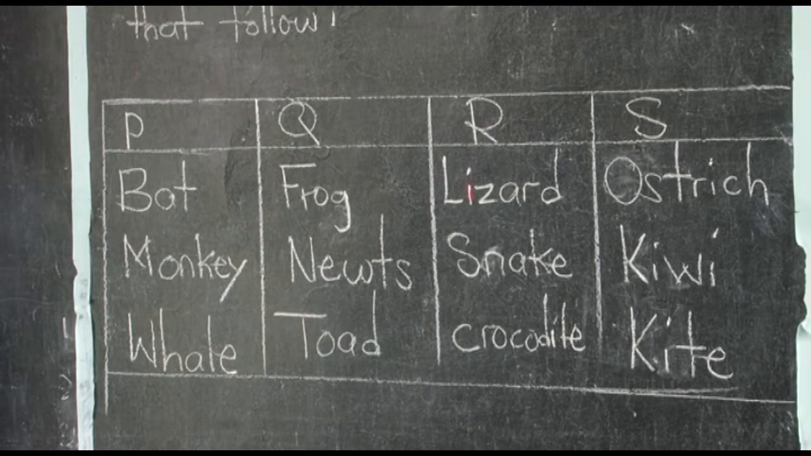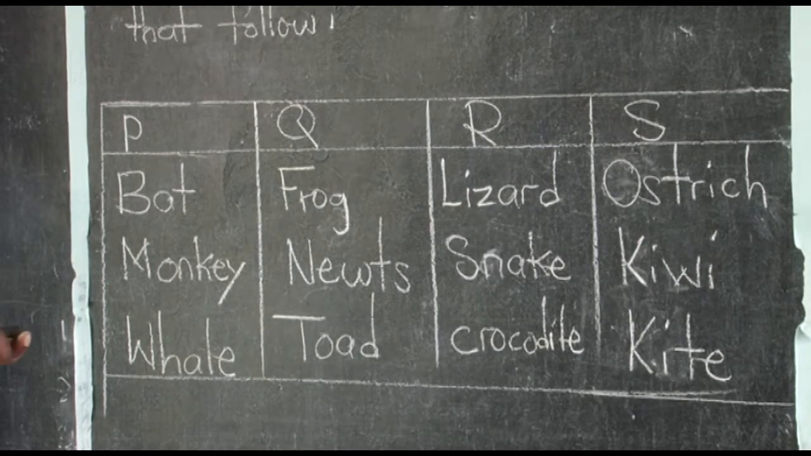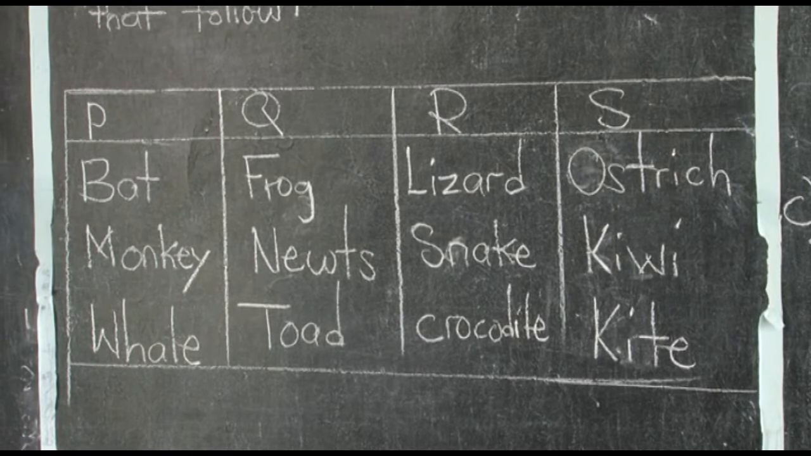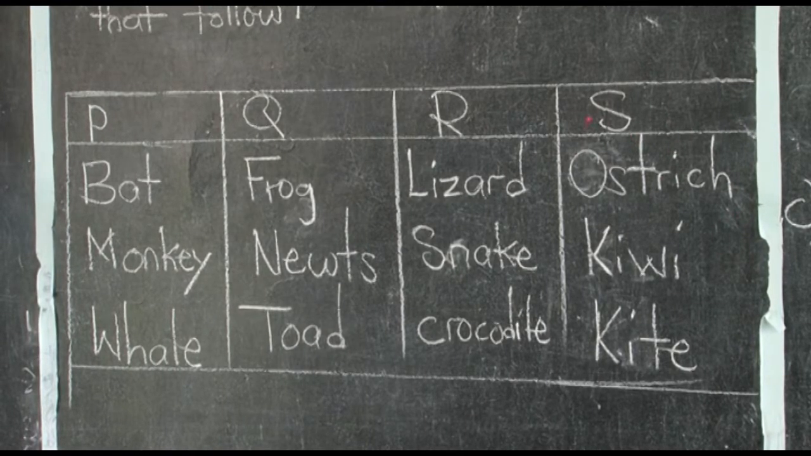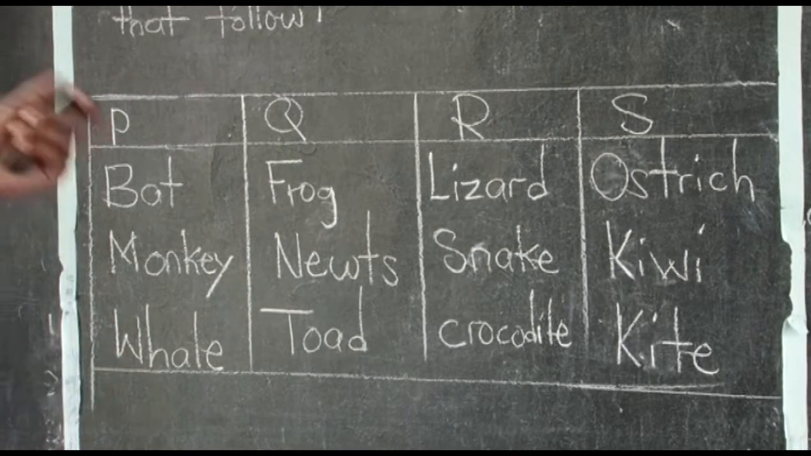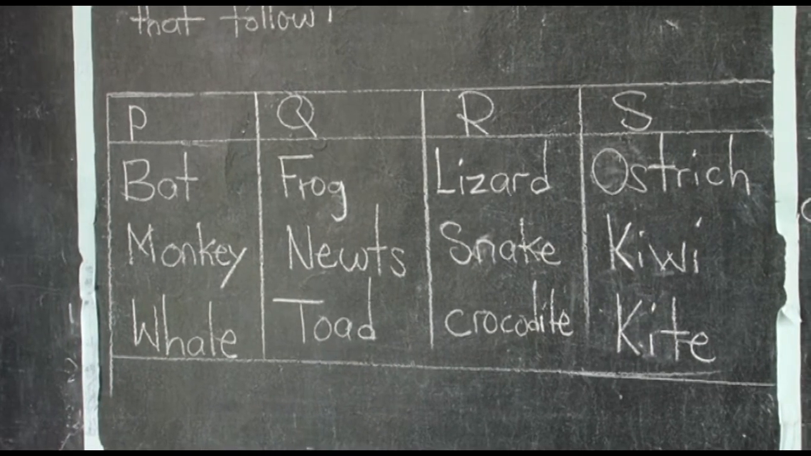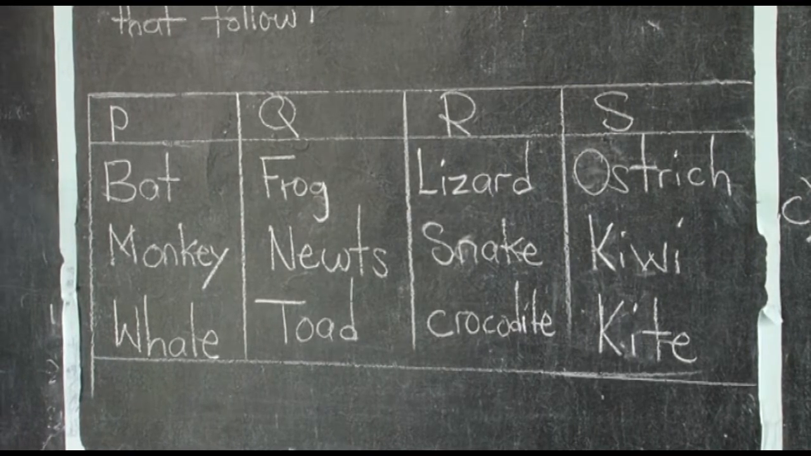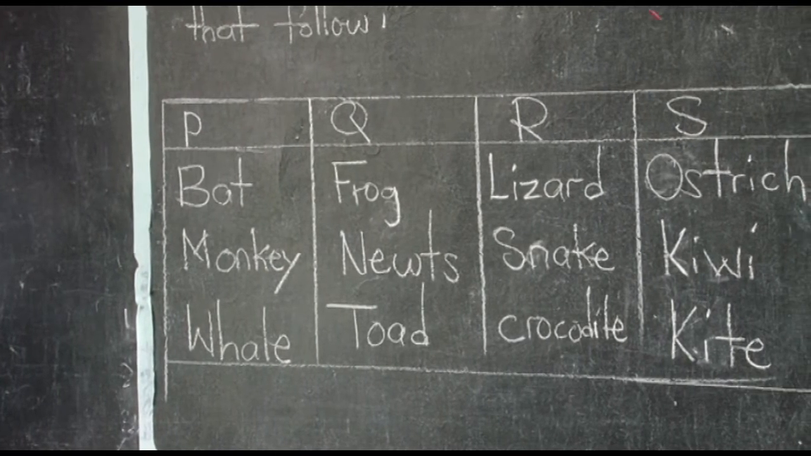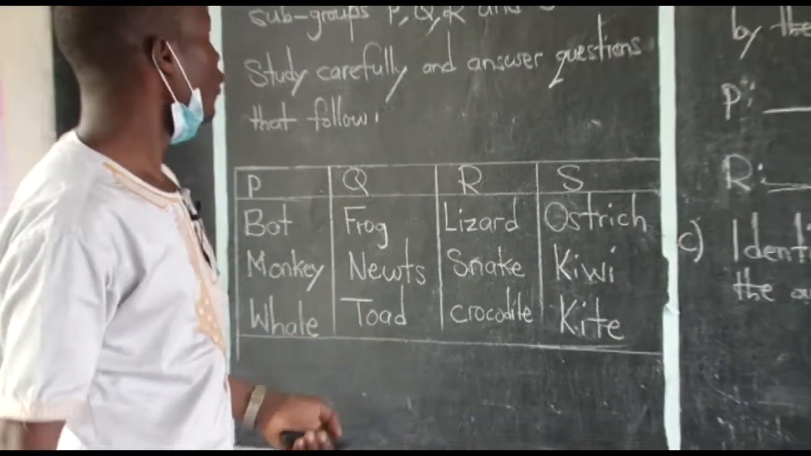And then the third one, subgroup R. Look at R, we have lizard, snake, and a crocodile. We can see these are examples of reptiles. And then the last subgroup, as far as this table is concerned, is S. In S, we have ostrich, kiwi, kite, and simply from our previous work, you can see that these are birds. So from there, we can go ahead and answer the questions. We have said that P are mammals, Q the amphibians, R reptiles, and S birds. So these are the four subgroups we are looking at this time.